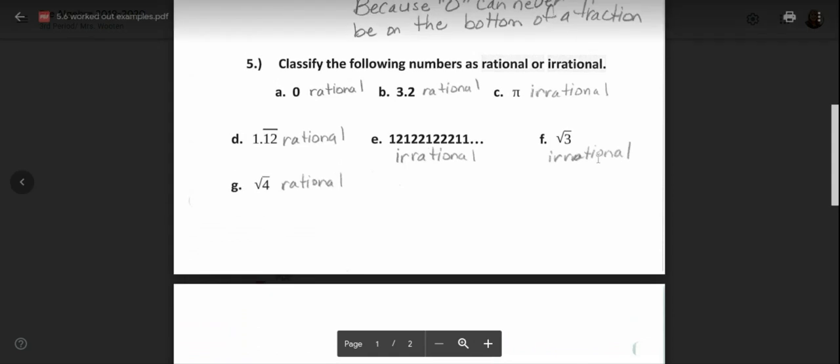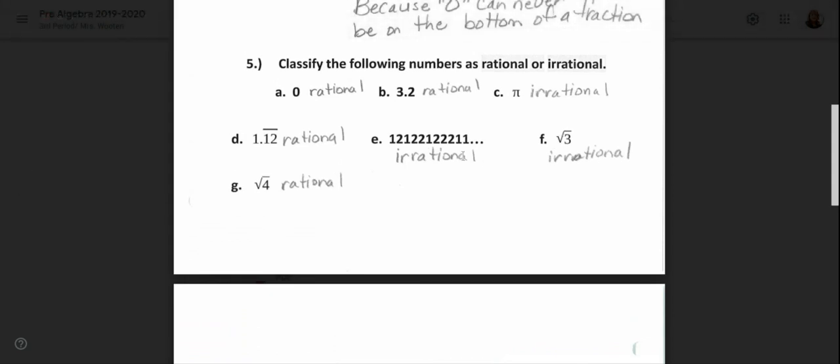The fact that it's positive and negative is not what makes it irrational. What makes it irrational is if it's the square root of a non-perfect square, or if it's a decimal that doesn't repeat and never stops. Okay? Or pi. Pi is irrational.